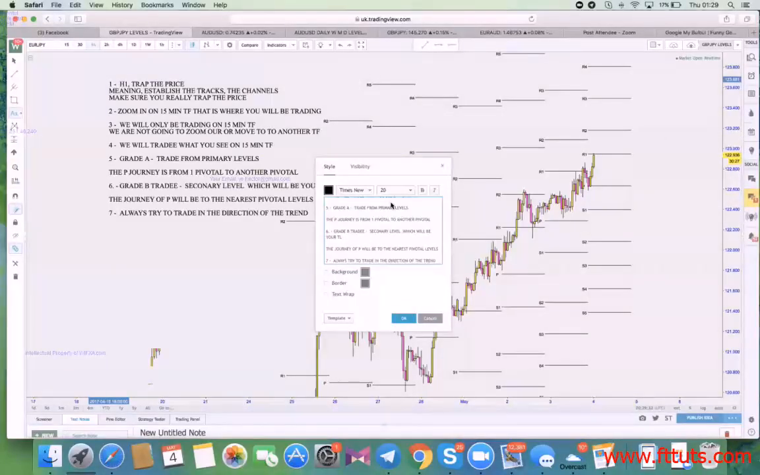Always try to trade in the direction. And how you're going to identify the direction is by looking on the chart in which channel the price is traveling. You understand this, guys? If it's an ascending channel, it's an uptrend. If it's a descending channel, it's a downtrend. Simple as. You understand this?